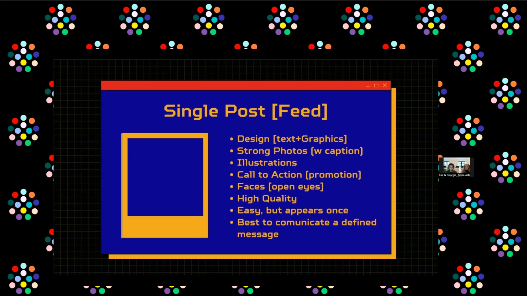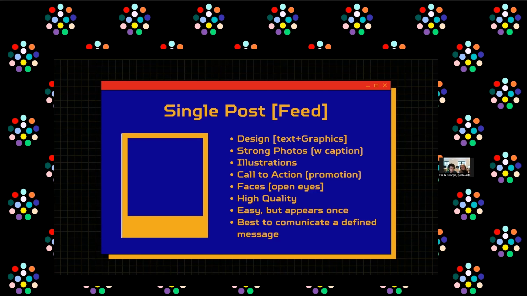So for example, we want people to register to the Refugee Week conference. Then we have to have a single post that says, register to the Refugee Week conference. Or if you want to sell tickets to an event, or if you want people to vote for you for an award. Again, faces are very important and open eyes are very important. High quality.